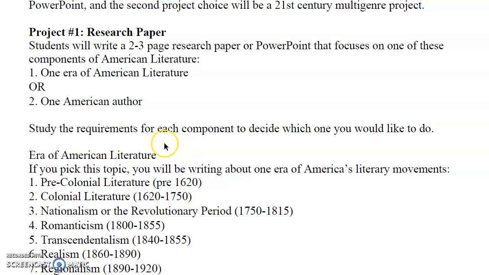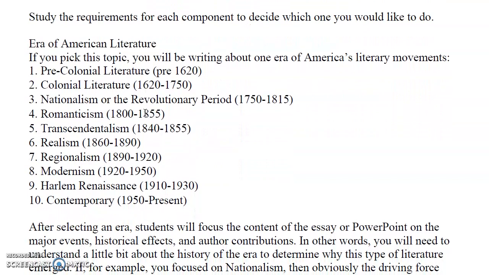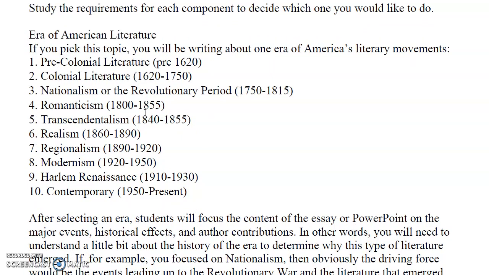And then for the research, you're going to choose to write about either an American literature era or an author. So whether you choose research paper or PowerPoint, you're doing either an era or an author. And they're both focusing on America because this is American literature. Here are examples of the different American literature eras you can pick from.